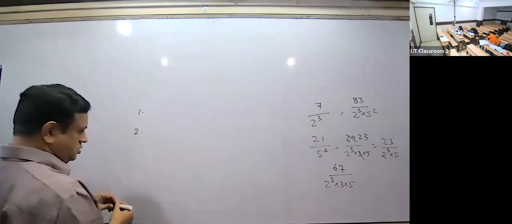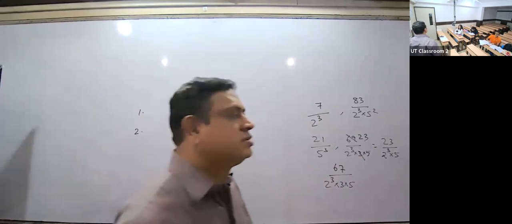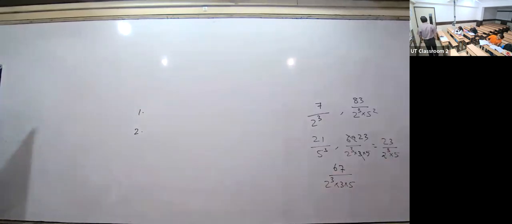Have all of you written it now? Second, if the denominator has factors other than 2 or 5, then the rational number is non-terminating recurring.